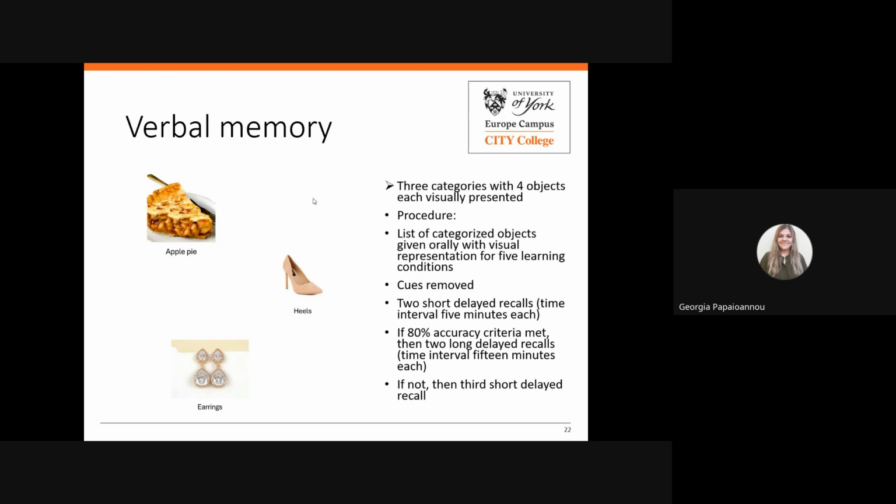Then, after the 5 learning conditions, we remove the cues. So we don't present any more visually or verbally those objects. And we ask them to have 2 short delayed recalls, again with 5 minutes interval each. And if we have an 80% accuracy, then 2 long delayed recalls with 15 minutes interval each. If this does not happen, we should give a 3rd short delayed recall.